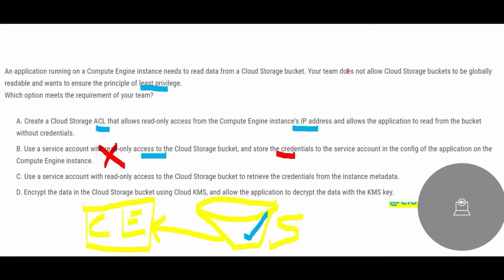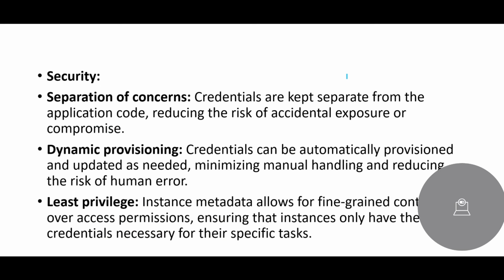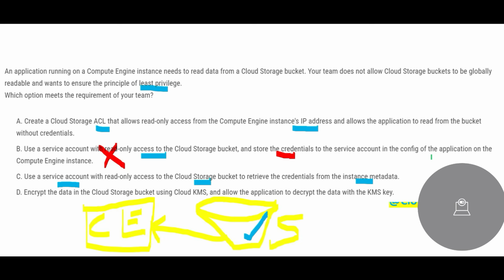Option C says use a service account with read-only privilege to the cloud bucket and retrieve the credentials from instance metadata. It is good because of these reasons: separation of concerns, dynamic provisioning, and you also implement the least privilege requirement, with fine-grained control over permissions. So this can be an answer. This looks correct, better than option A.